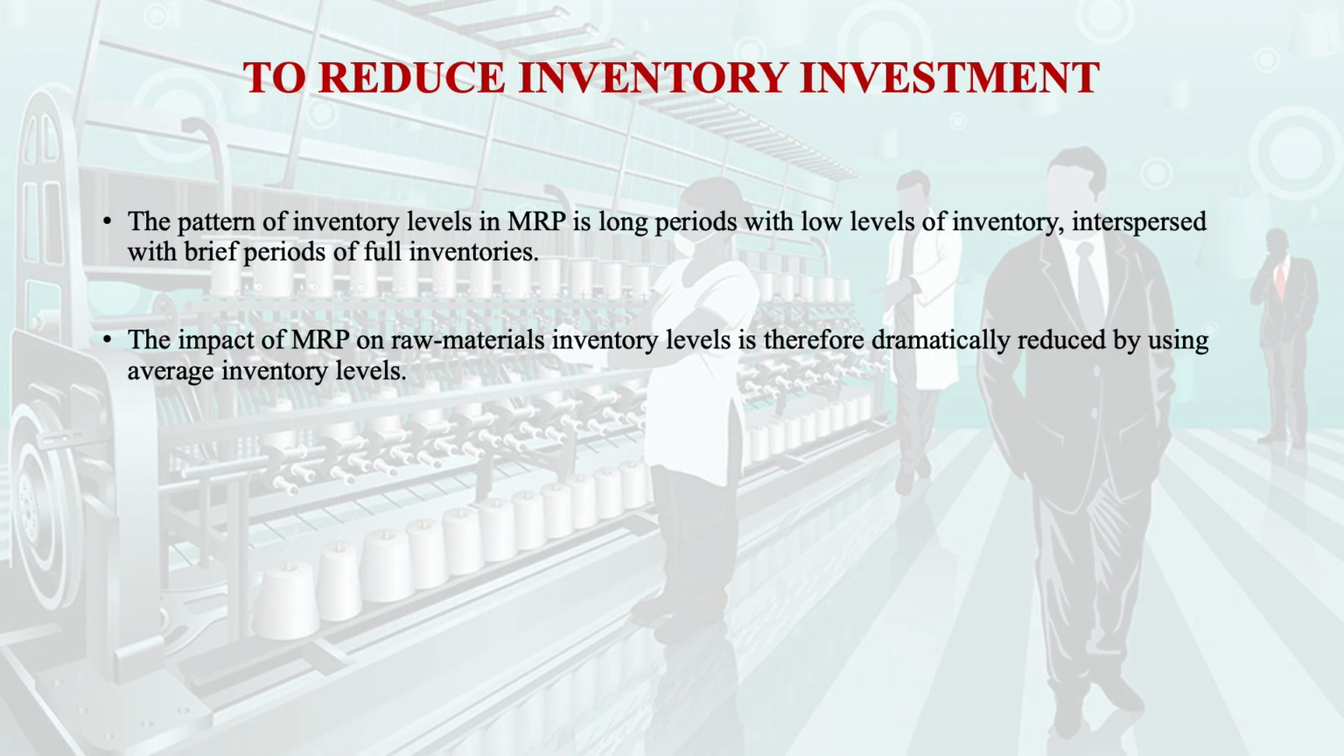The impact of MRP on the raw material inventory level is therefore dramatically reduced by using the average inventory. That is why we have discussed that instead of going to low level or high level, we are trying to average the level so that we should keep a particular level of inventory throughout the period.